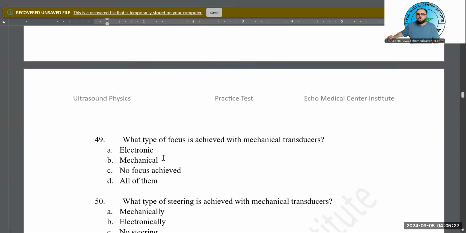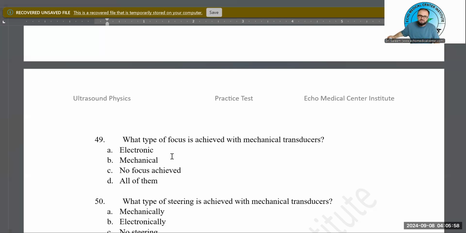Okay, it says, what type of focus is achieved with mechanical transducer? A very easy, simple question. What do you think? Is it electronic, mechanical, no focus achieved with the mechanical transducer, or all of the above? Yes, of course, from the name mechanical transducer, it will be mechanical because there's a small crystal, and in the back of the crystal is a small motor or like a small fan. It just moves that. So mechanically they are moving.